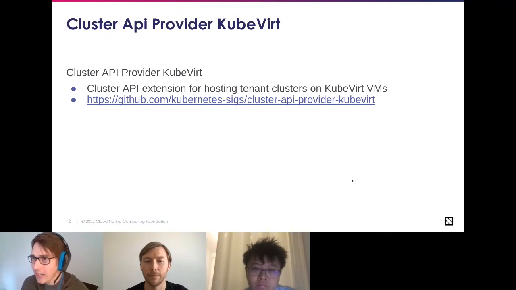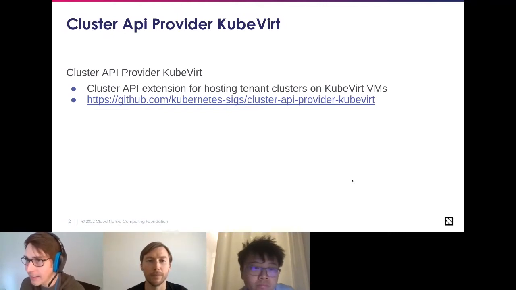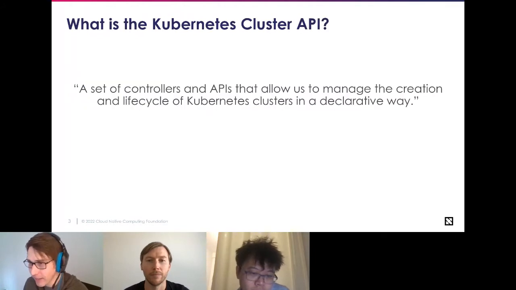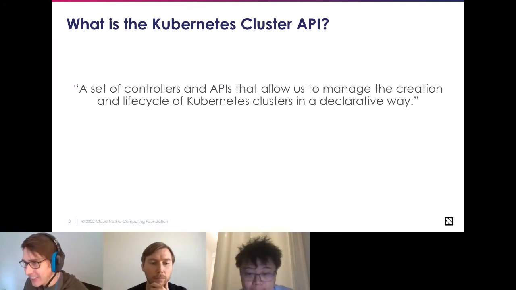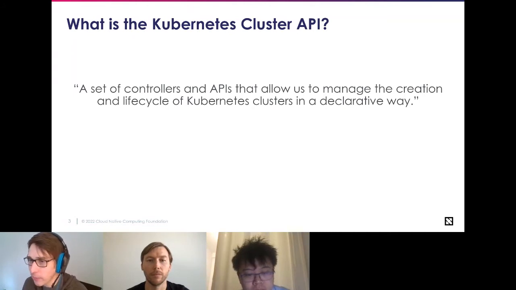Okay, so to begin with, I want to talk about what the Cluster API is. And the briefest definition I could come up with is that the Cluster API is a set of controllers and APIs that allow us to manage the creation and lifecycle of Kubernetes clusters in a declarative way. So the Cluster API is this generic Kubernetes ecosystem project that defines a set of APIs that can be used to create clusters. This project is designed to be extendable, and that's where we get to the Cluster API provider Kubevirt. We're essentially just extending the Cluster API project to allow hosting Kubernetes clusters inside of Kubevirt virtual machines. And I'm going to make more sense of that in a moment. I've got diagrams and everything. It should be pretty clear.